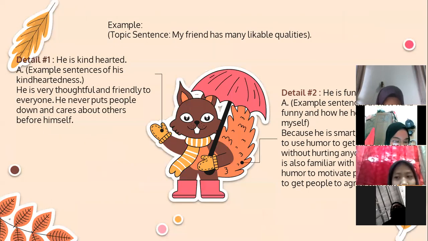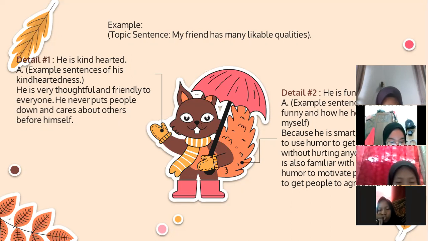Example. Topic sentence: My friend has many likable qualities. Detail 1: He is very thoughtful and friendly to everyone. He never puts people down and cares about others before himself.